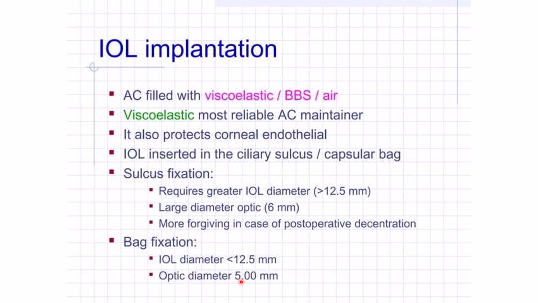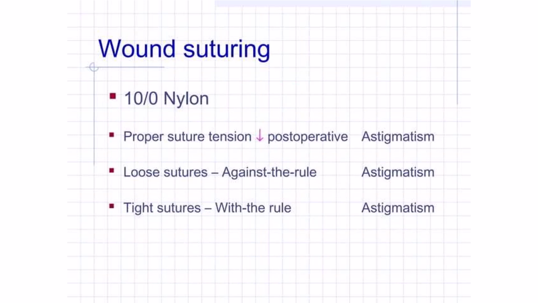So for in the bag fixation, the IOL diameter is usually less than 12.5 and the optic diameter, that is the circular part, is about 5 mm. So we aim for a capsular excess of at least 5 mm or 5 to 5.5 mm.